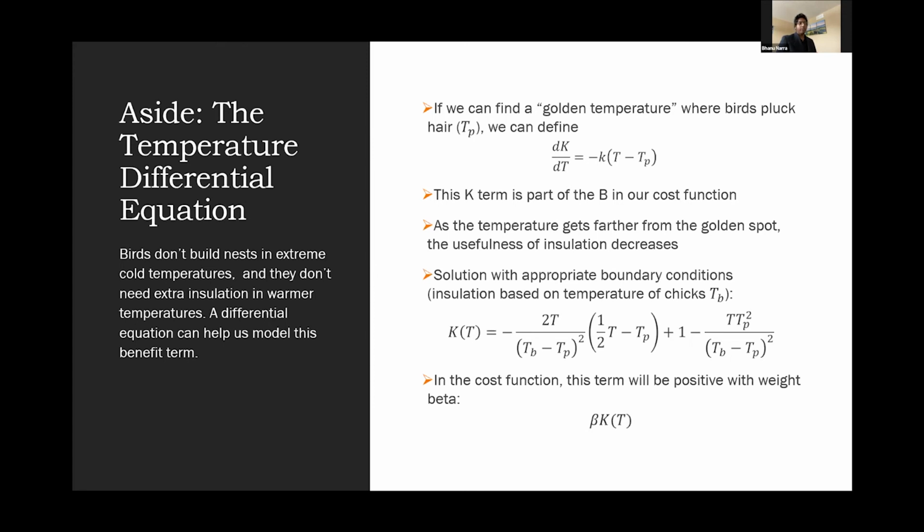So for example, we wanted it such that if the temperature was the temperature of the chick, it wouldn't necessarily be as important to have insulation. And so after we plugged in all these boundary conditions into the differential equation, we ended up with this final function k of t. And so in the cost function, we would also add a weight beta to it, and that would also have a positive term.